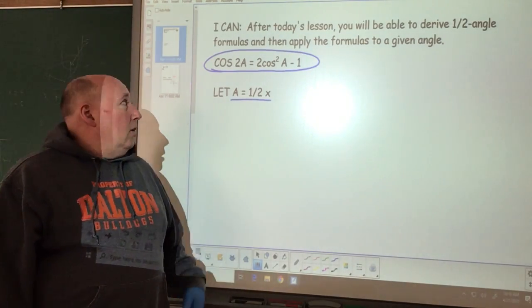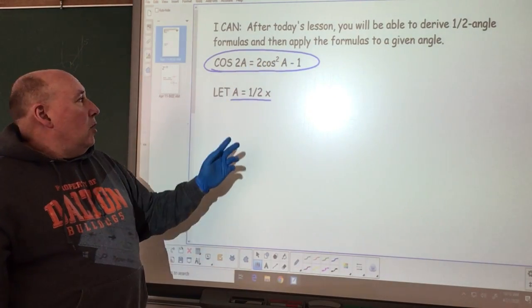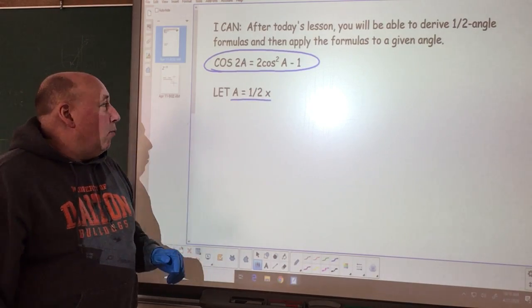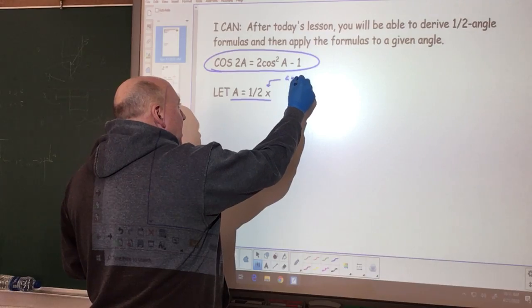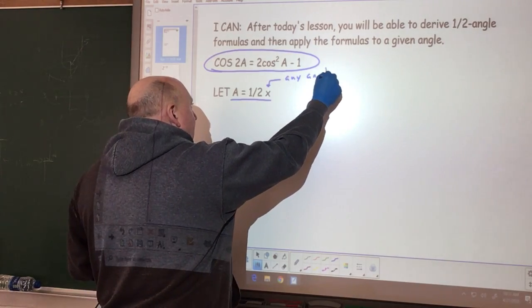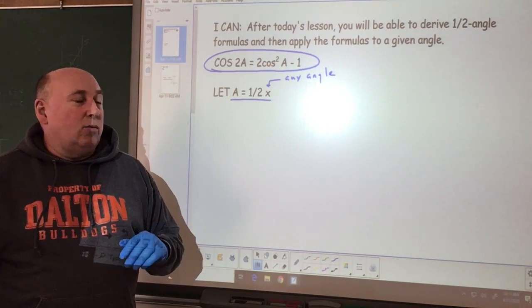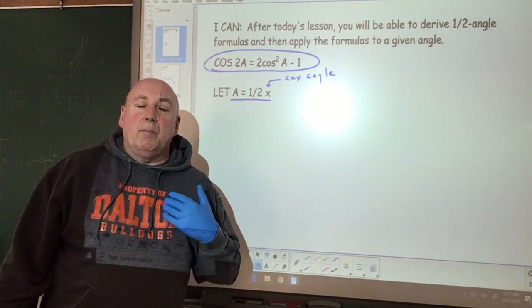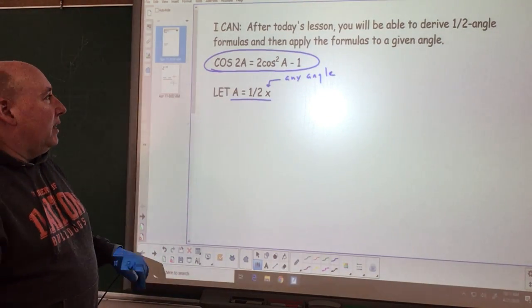One of them was 2 cosine squared A minus 1. What I'm going to let A equal is 1/2 x. Now, x is going to be any angle still. Any angle we want, I'm going to let x equal. So if I multiply by half, I'm taking half of the angle. So this would give me my half angle ideas.